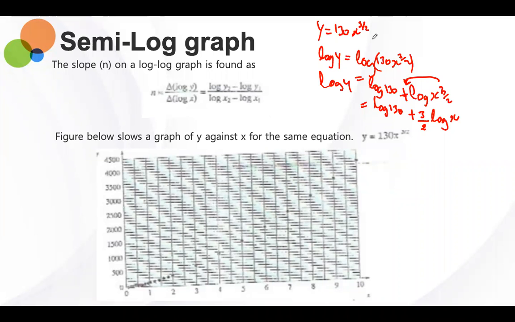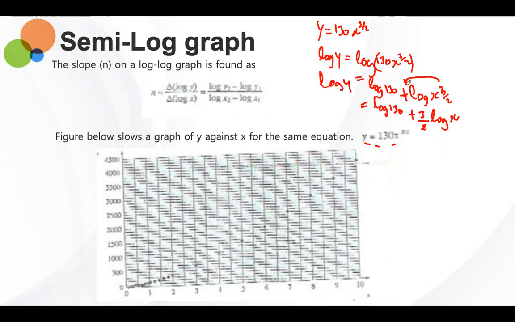Yeah, so let me just go over the steps. For the record, we have y equals 130 (x over 2), the same equation here. We apply logs to both sides, so we end up with log y and log 130 (x over 2), right? That's what we end up with. Then, as someone said, we open the bracket, or we apply our log law. We end up with log 130 plus log x^(3/2).